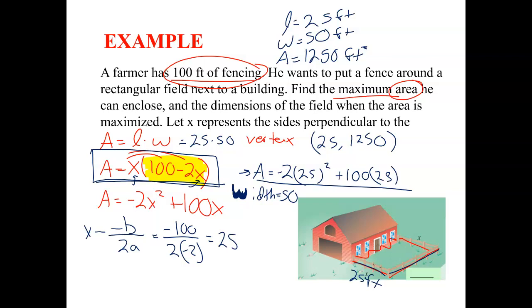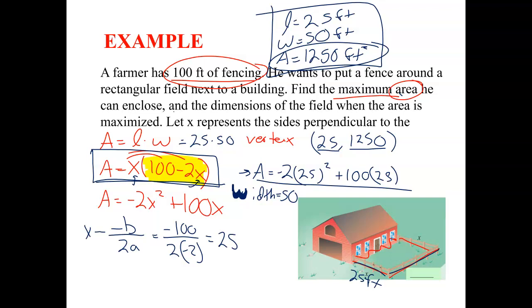So the ordered pair is the answer? No. This is the answer. What I'm saying is the ordered pair gives you the length, gives us one of the sides perpendicular, and it gives us the area, and then we can use a combination of methods to find the missing piece, the 50. Then what it asks is, find the maximum area, and the dimensions of the field. Does that make sense? There are 3 answers that it wanted.